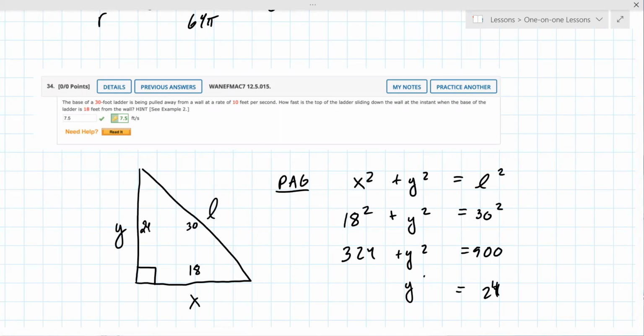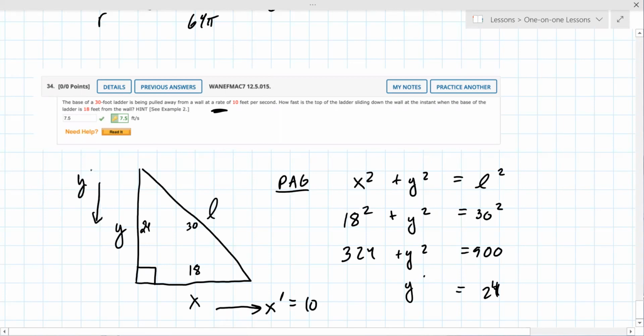Now this is important. It says that it's being pulled away from the wall at a rate of 10 feet per second. That means that this direction, which is x prime, is equal to 10 because it's a rate. You follow that? So if the ladder is being pulled out, then it's going down. So y prime, which we don't know, that's what we're trying to find. It's going down. You see that? Does that make sense visually?